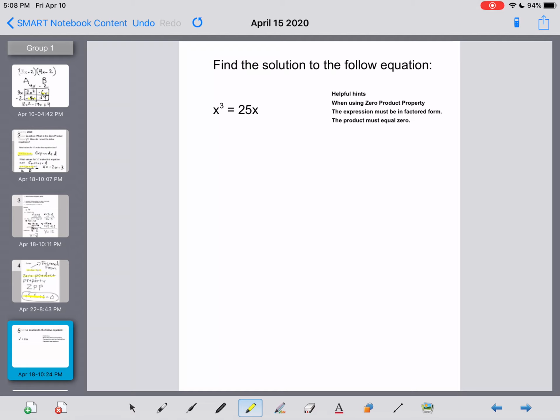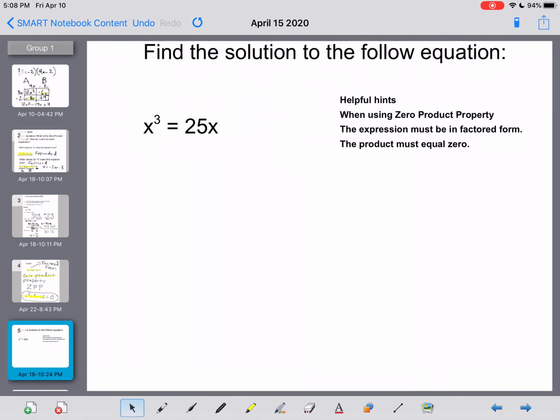All right, take a look at this problem. X to the third equals 25x. Now, if you look at it, it doesn't look like you use this zero product property because remember, when you use the zero product property, take a look at this. The expression must be in factored form. The product must equal 0. So if you look at it right now, we don't have either of those two needs being met right now. But what if I rewrote this? What if I said this? What if I was going to subtract 25x from both sides?